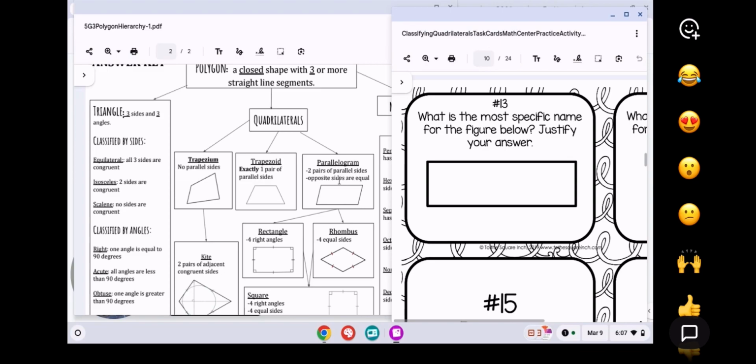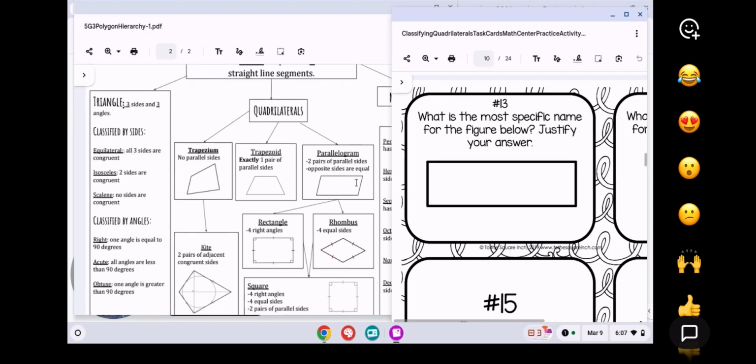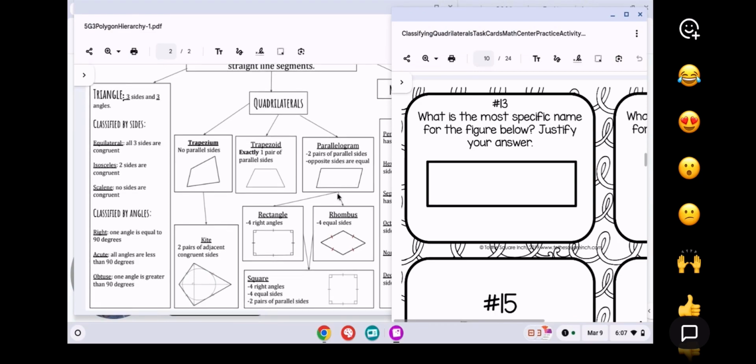This one says parallelogram, 2 pairs of parallel sides, and the opposite sides are equal. I see 1 pair, 2 pairs of parallel sides, and the opposite sides are equal lengths. Okay, so it is a parallelogram. I'm going to keep going. I'm going to follow this arrow. Is it a rhombus with 4 equal sides? No, because I see these 2 sides are not the same. They're not equal as these 2 sides.